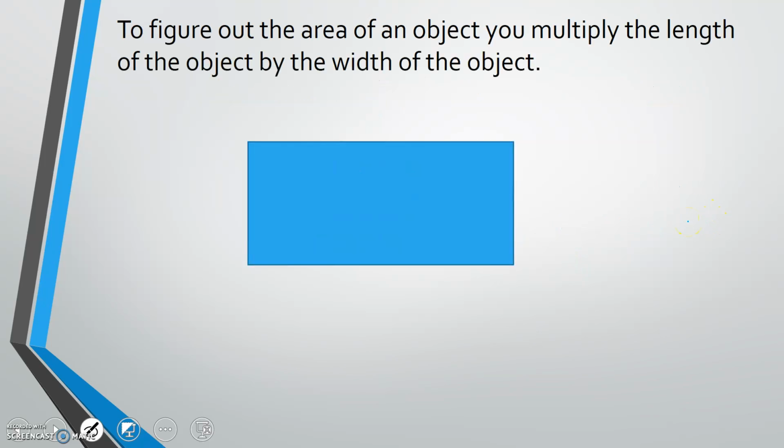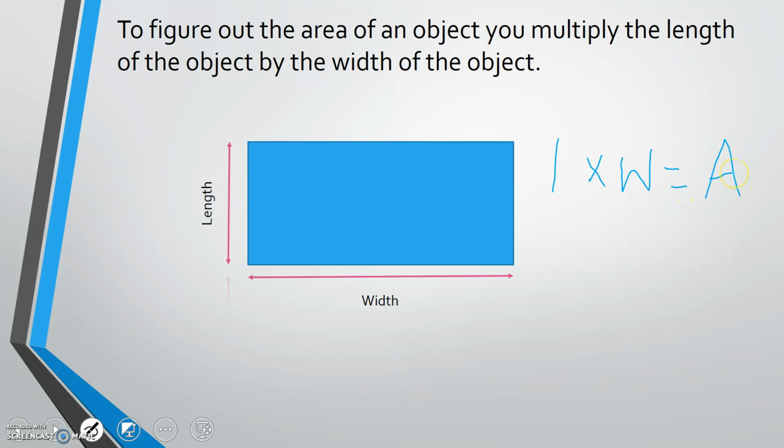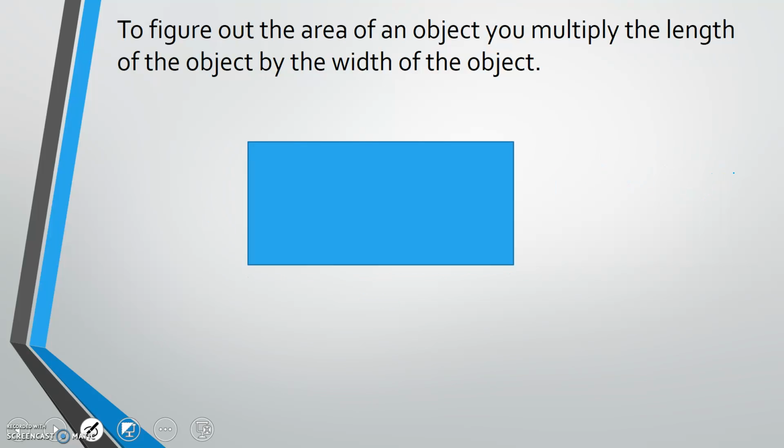To figure out the area of an object, you multiply the length of an object by the width of an object. So as you can see, the length of the object is how tall it is, and the width of the object is how wide it is. And so we could say length times width equals area, all abbreviated. So let's try that out.